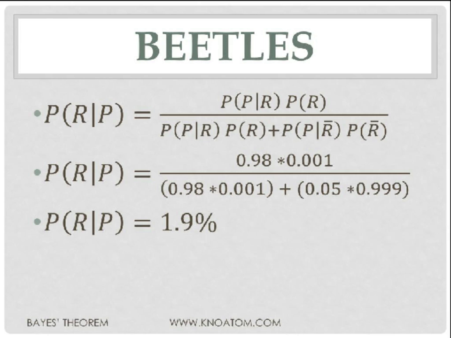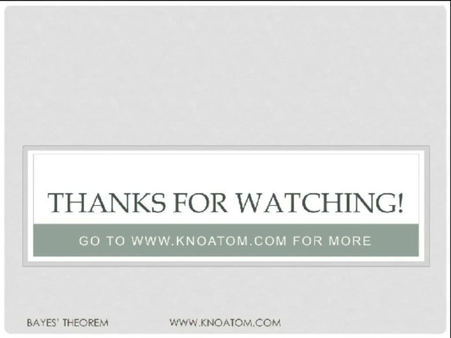So the probability of a rare beetle is 0.1%, and the probability that the beetle is patterned, given that they are rare, is 98%. So after we plug in all the values, we find that the probability of a rare beetle, given that they have a pattern, is actually very low, around 2%. And this makes perfect sense because rare beetles are so uncommon that they are only 0.1% of the entire population.